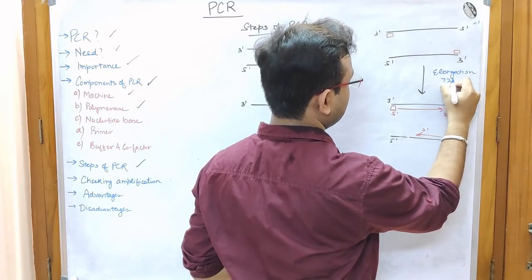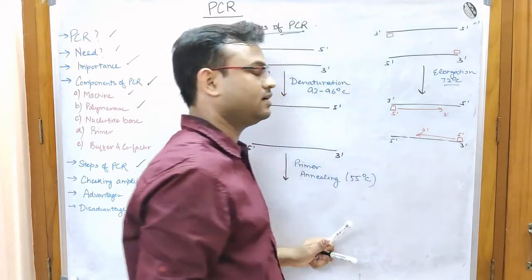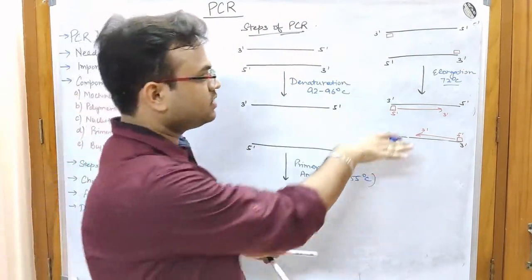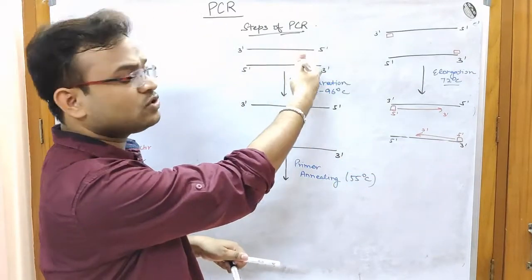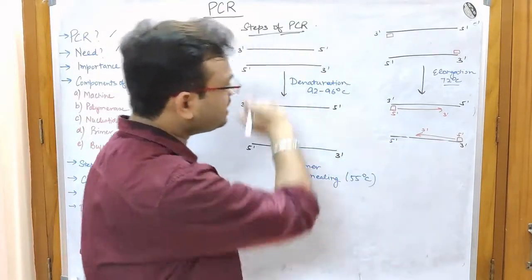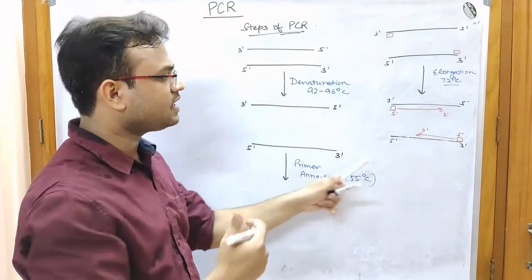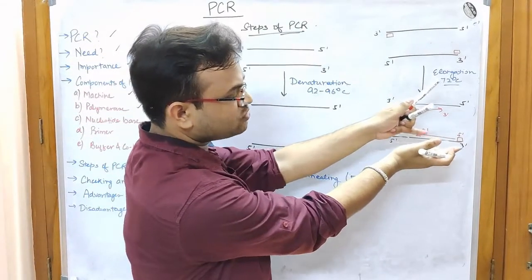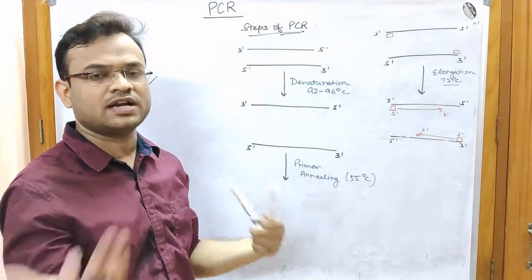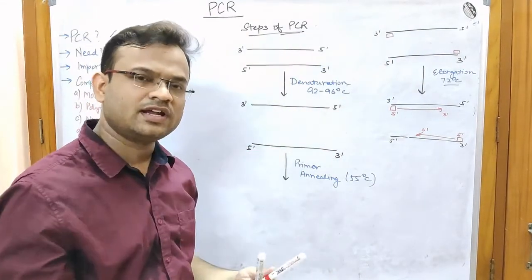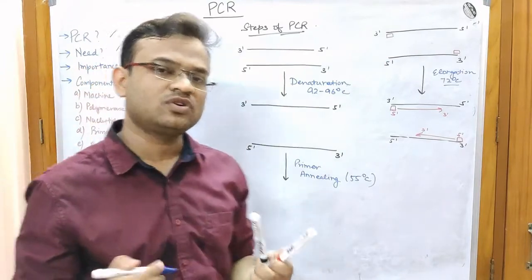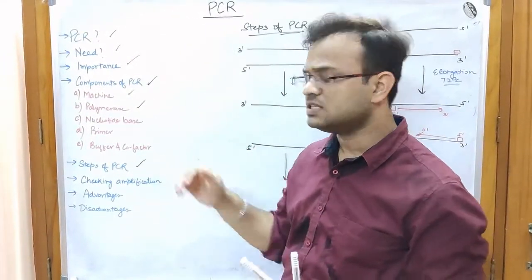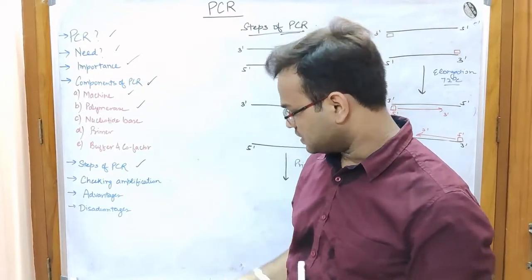Elongation takes place at 72 degrees centigrade, right? So we have three steps. And again after this process, what do we do? We again go to the denaturation. So this is just like a cycle. After elongation, denaturation will take place again. These two strands will again separate out and we will get amplified DNA. This is the cycle that would go on continuously, right? So these are the steps of PCR.